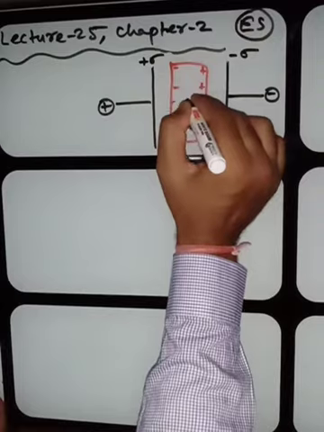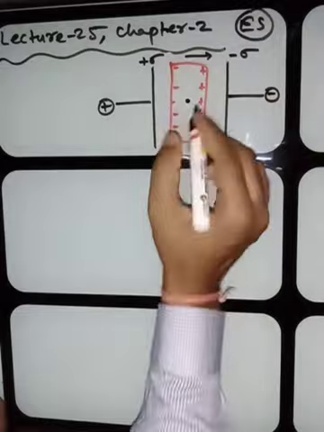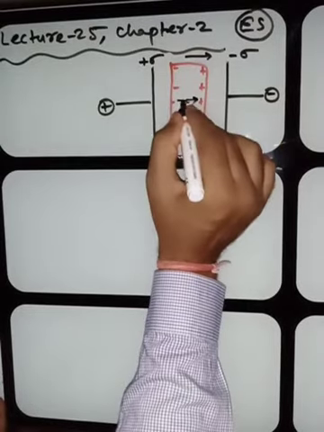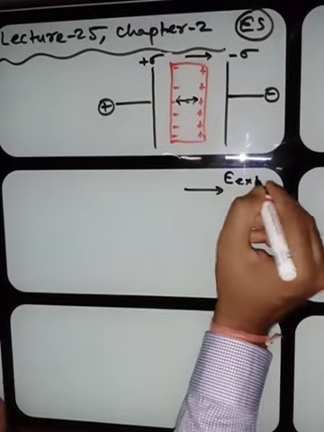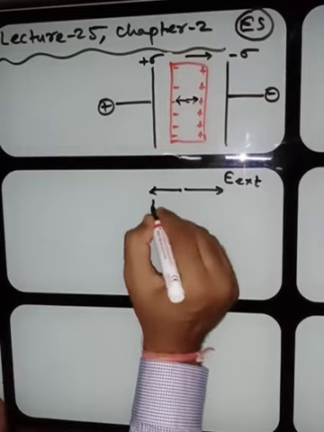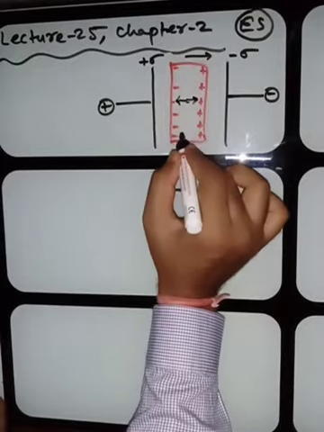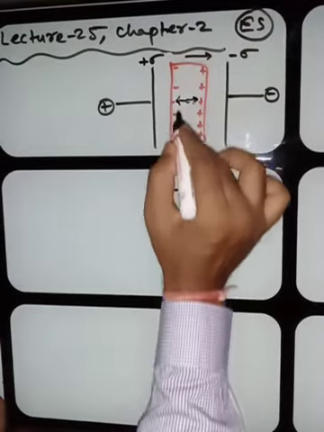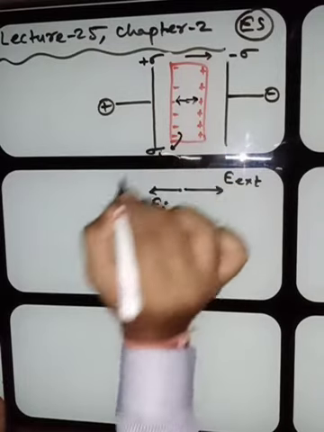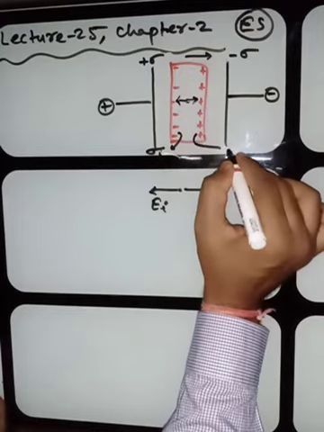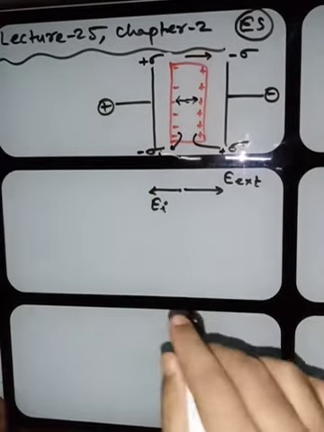What you will see, the electric field we have given in this direction is the E external, and one electric field is induced in this direction, E induced. Then we had the net electric field. But what about this charge? This charge is called induced charge. So sigma induced we will write here. This is plus sigma induced and this is minus sigma induced, my dear students.